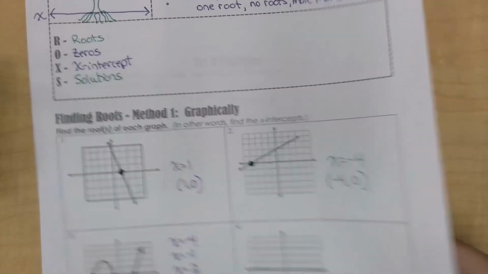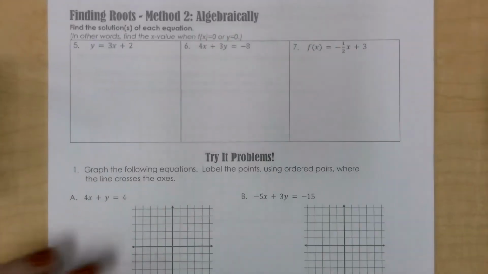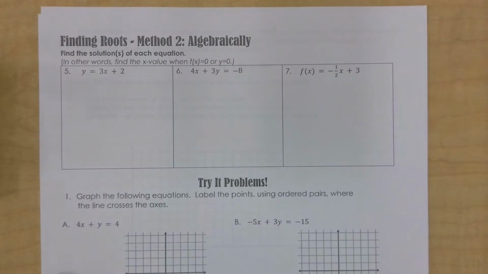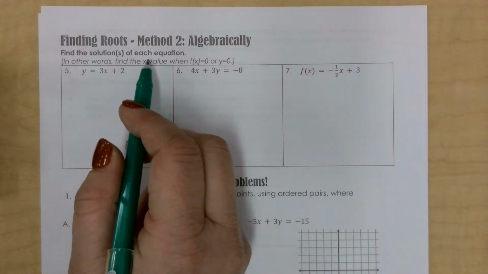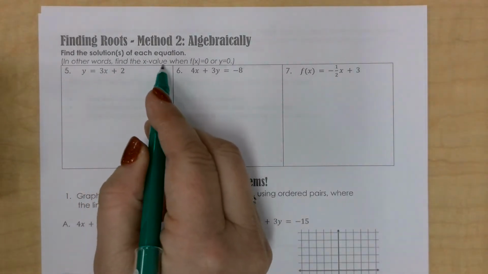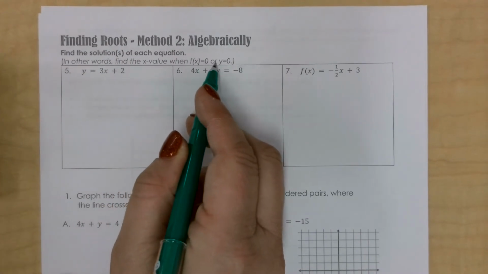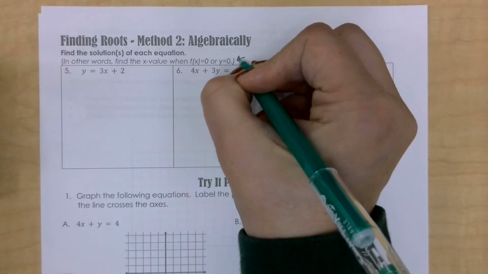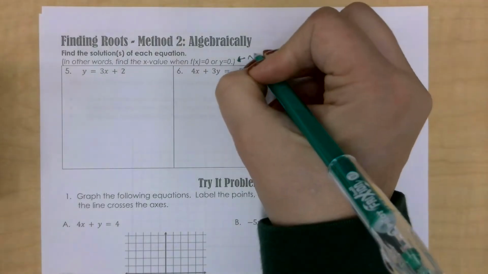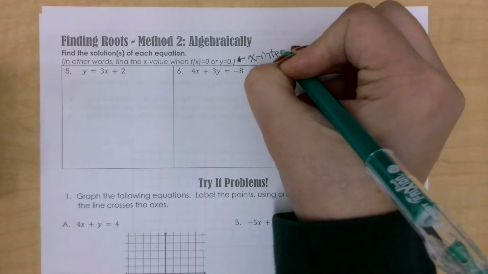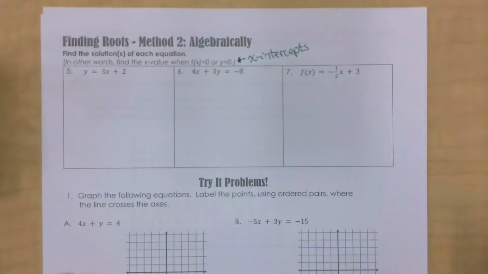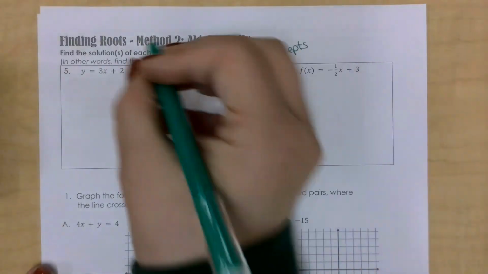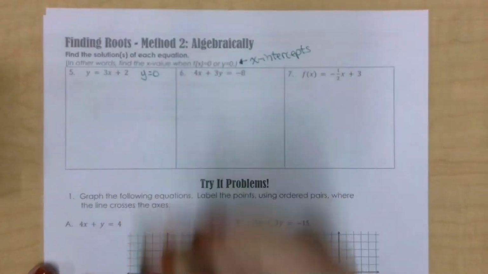Okay, let's move on to page 10, and we're going to practice solving for roots algebraically. We're going to find the solutions of each equation. In other words, find the x value when f(x) equals 0 or y equals 0. Essentially, I need to find the x-intercepts, the value of x when y equals 0.